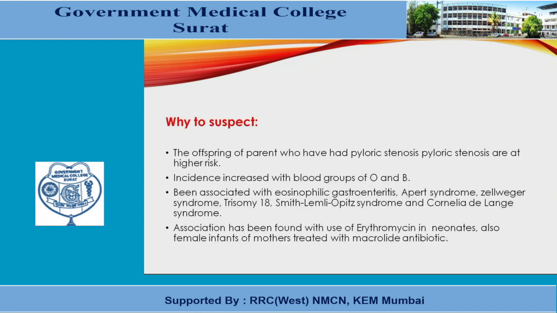Why to suspect? The offspring of parents who have had pyloric stenosis are at higher risk. If an earlier child has a history of pyloric stenosis, then the next offspring also have a higher risk of pyloric stenosis. Incidence increases in some blood groups, O and B. There have been associations with esophageal atresia, Apert syndrome, Zellweger syndrome, trisomy 18, Smith-Lemli-Opitz syndrome, and Cornelia de Lange syndrome. These are some syndromes associated with pyloric stenosis.